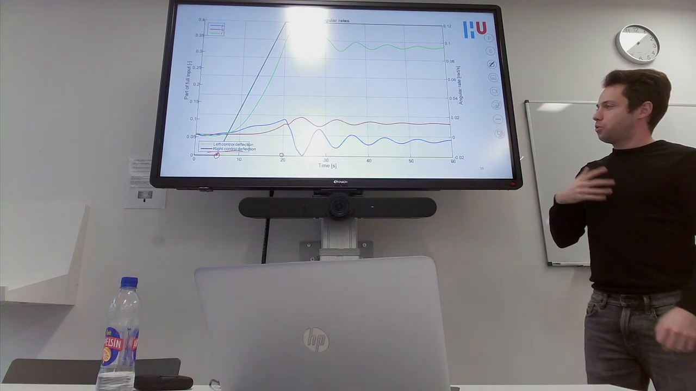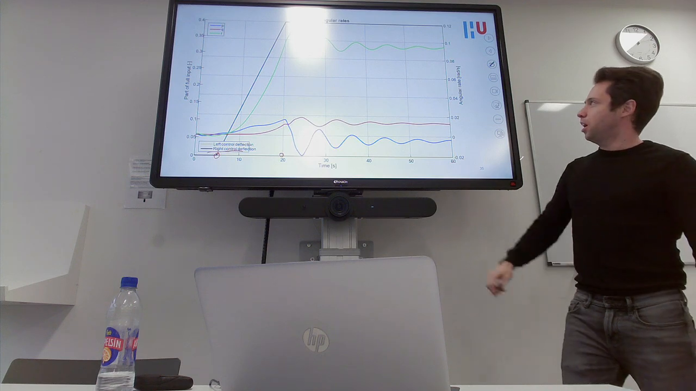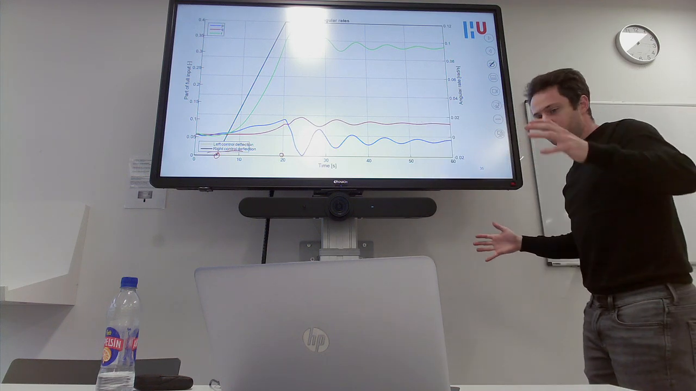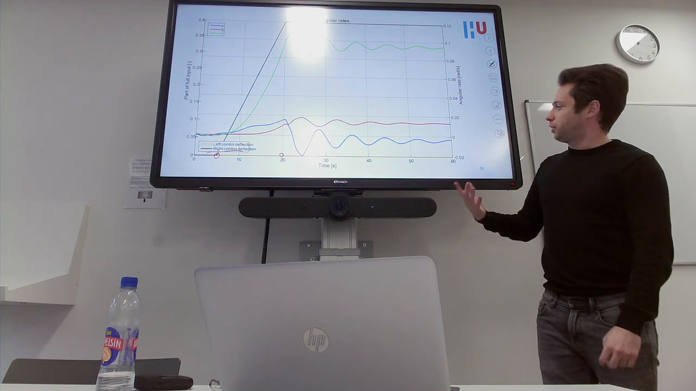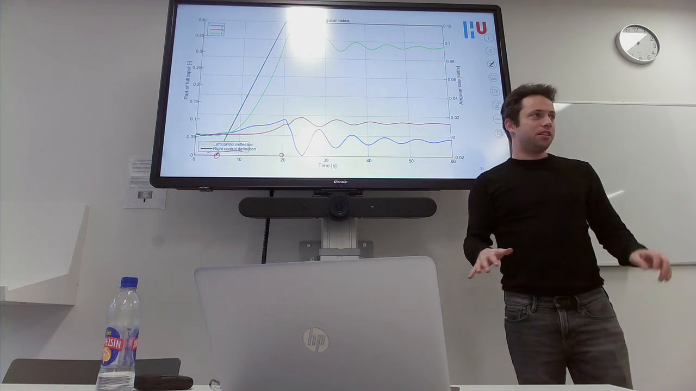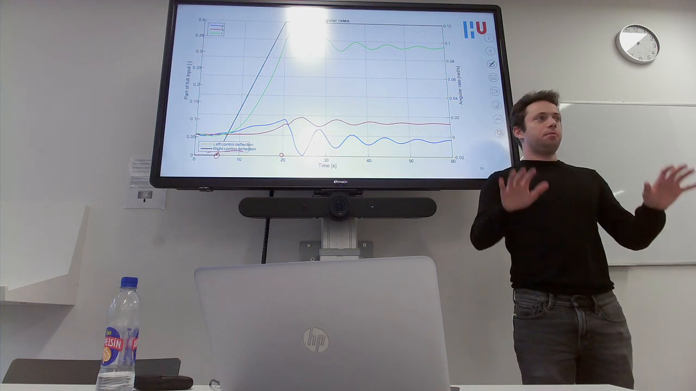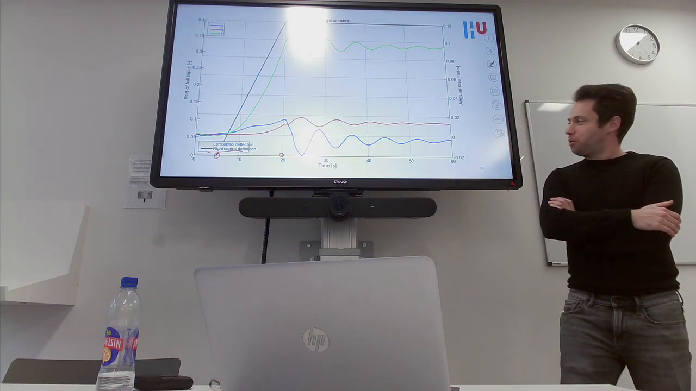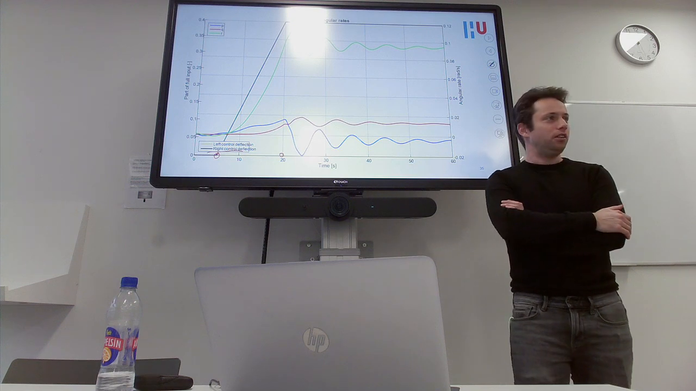Red, green, and blue are the rotational speeds. And the green one is obvious. It's our yaw. We're actually turning. It has a value. And the blue and red are the roll and the pitch. Do you see oscillations? There were oscillations. They were small, but they were definitely present.